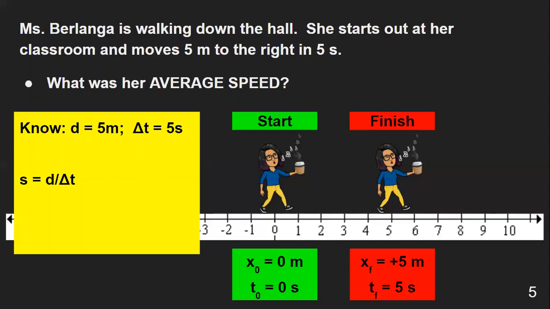And the elapsed time is just the same as what we already figured out. So we're just going to plug those numbers into this equation, 5 meters divided by 5 seconds. And voila, we get 1 meter per second. So that was pretty easy, right? Yeah, you got this. All right, we're gonna go ahead and move on to the final problem in this video.